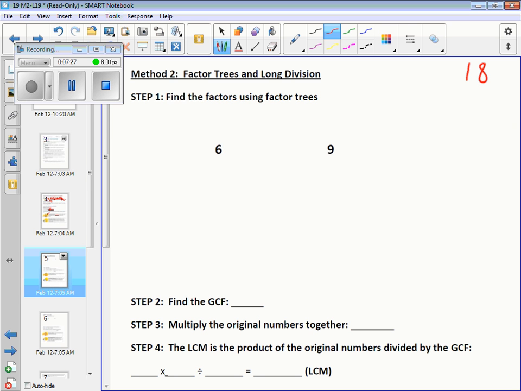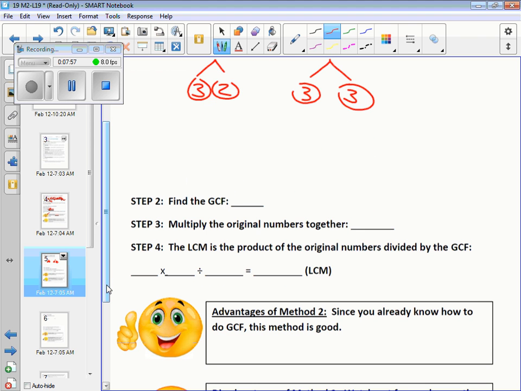Okay, here's how it starts. Do a factor tree for 6 and 9, and stop there when you're done. What do you got for 6? Both primes, circle it. And what about 9? 3. Great. All right, next step, find the GCF. It is 3.